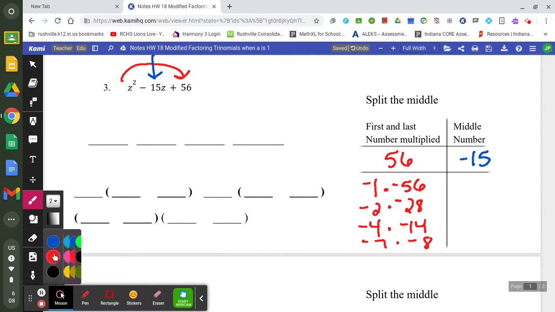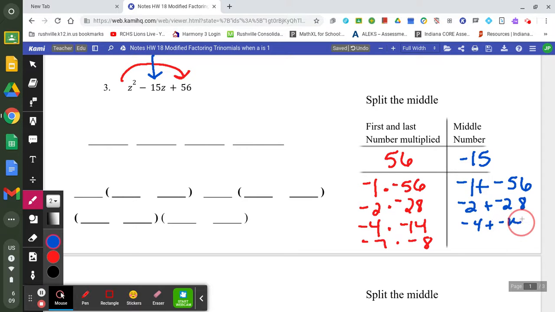So then I need to figure out which set of factors will add. Sorry, negative 1 plus negative 56 will add to negative 15. And so the set of numbers that works is my negative 7 and negative 8.